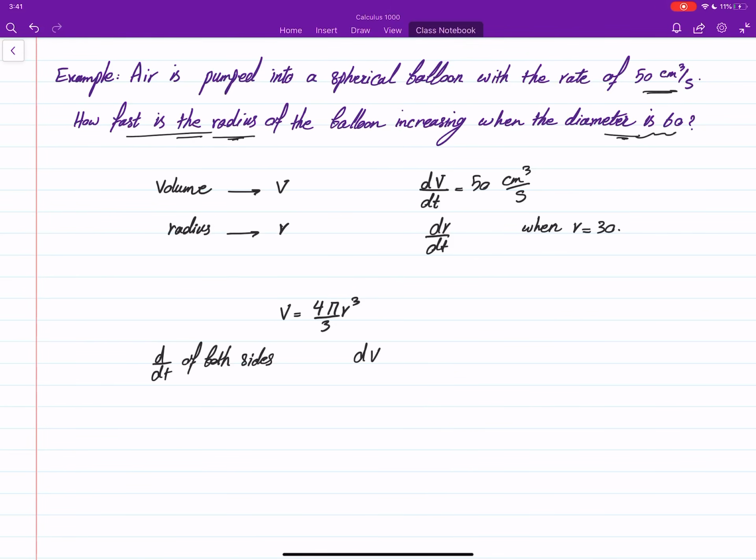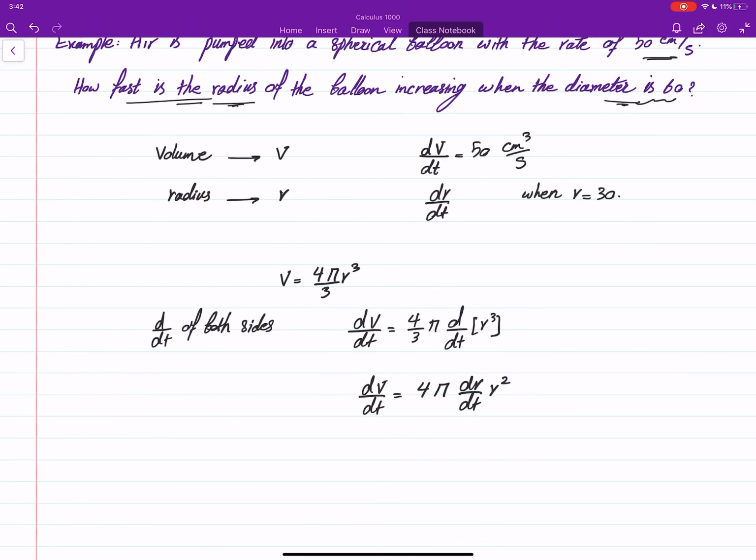So in this case, we have dV/dt is 4 over 3 pi times d(r cubed)/dt. And this means dV/dt is, this 3 comes down, 4 pi r squared dr/dt. We are using the general power rule here, and that gives you the relation between the rates of change. Now we want to plug in everything and find dr/dt when we know dV/dt.